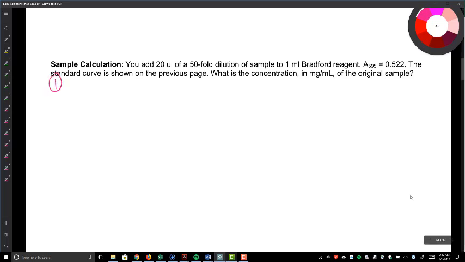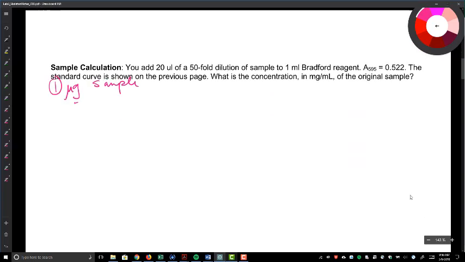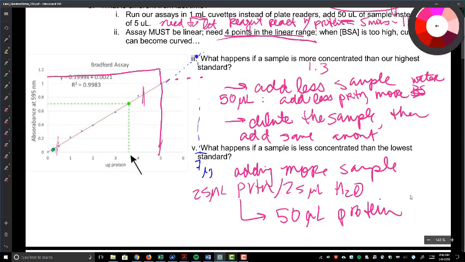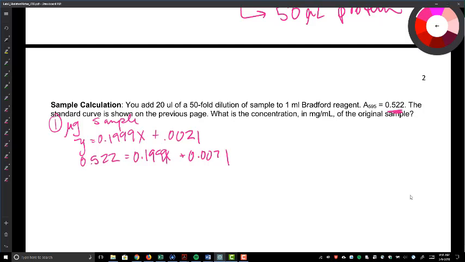Okay, so the first thing we do is we solve for micrograms of sample. And we do that by taking the calibration curve up here: y equals 0.1999x plus 0.0021. Okay, so we know the y and we're solving for x. So 0.522 equals 0.1999x plus 0.0021. Let's grab the calculator here because I don't have a calculator in my head, unfortunately, at least not as good of one as I would like.